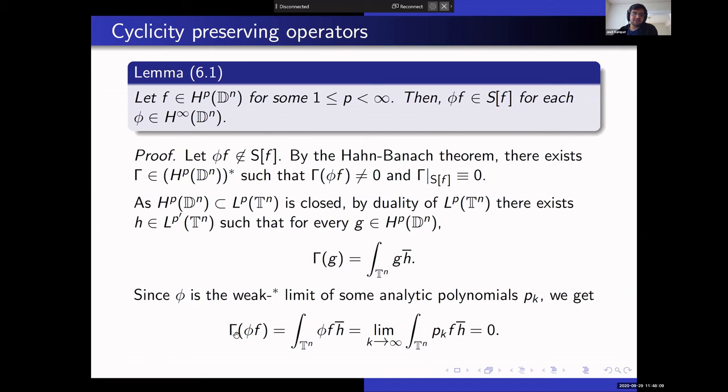Then we can get a contradiction by showing that gamma of phi f is given by this. And since phi h bar is an L1 function, I can write this whole thing as the limit of the integral of pk f h bar. And by the representation of gamma on the shift invariant subspace of f, this integral, pk f, belongs to this shift invariant subspace of f, and hence all of these terms are zero themselves. And we get a contradiction. So this is a standard Hahn-Banach separation argument.